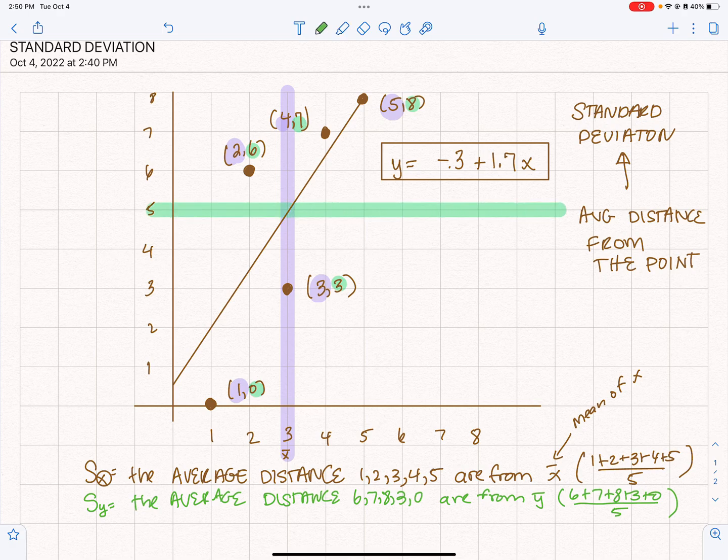Now if you notice that this point here, my y bar and my x bar, always go through the least squared regression line.